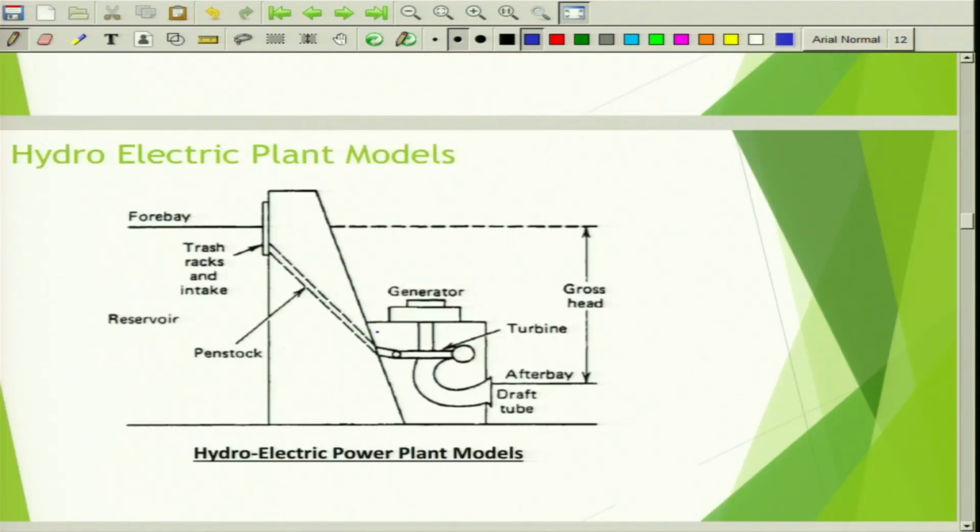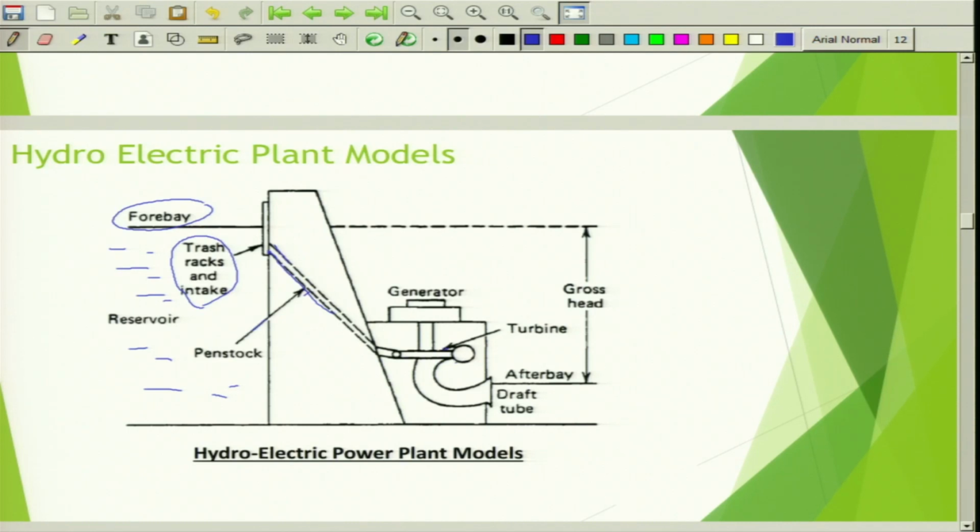Now this is how a typical hydro power plant looks, tentatively. There is a forebay, right? Forebay means before the dam, and afterbay means after the dam. So there is a forebay, and this is your water body, this is your reservoir, right? And there are trash racks and an intake where the water can flow through this dam from the reservoir to the downstream. So there is an ingate and there is a water pipe, this is nothing but the penstock. So there is a penstock, after which we connect a turbine.